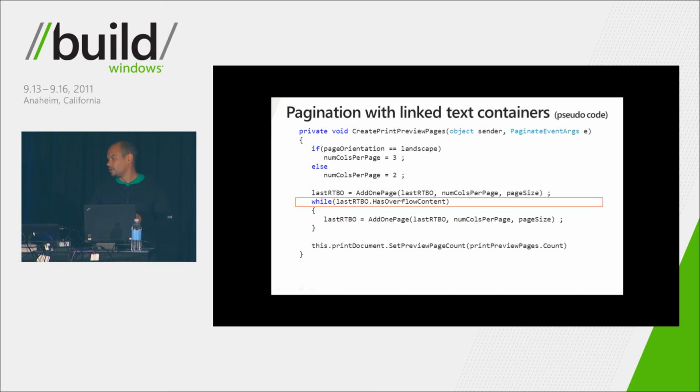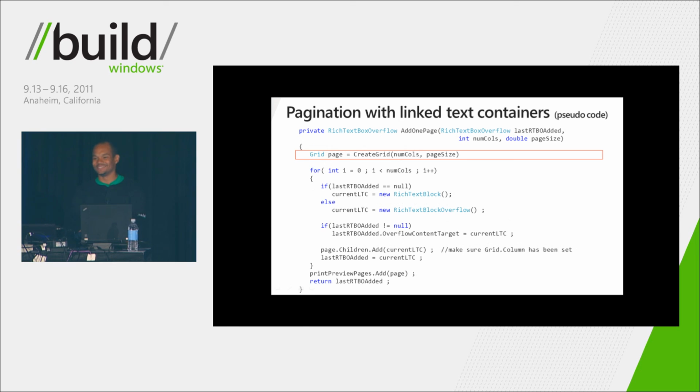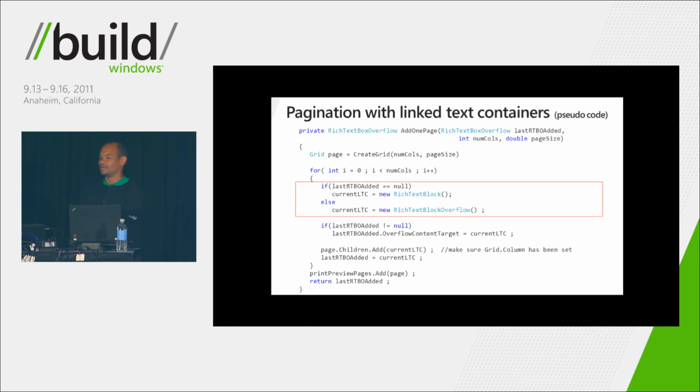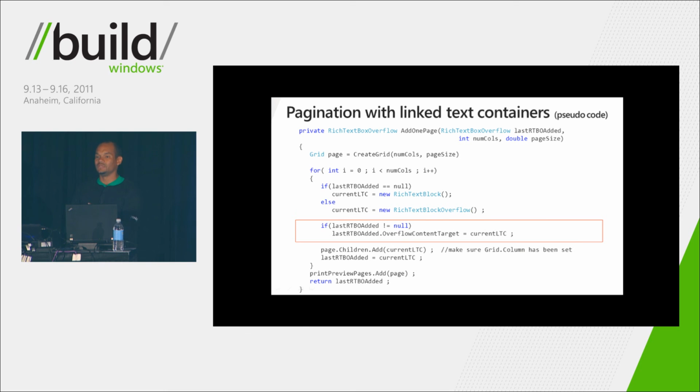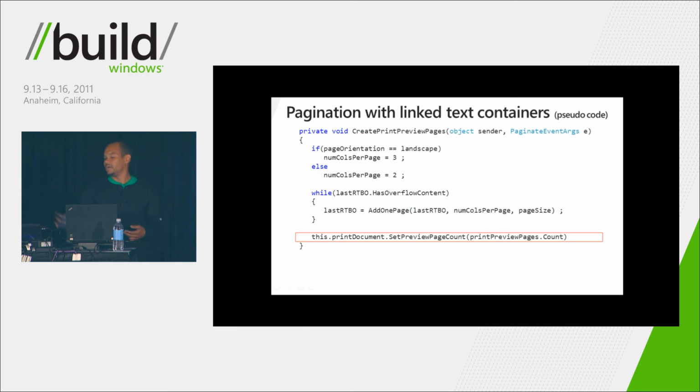Oh, and I just walked through that, and that's what these highlights do. We're creating the grid now. We see how many columns we're creating. Check to see if this is the first thing. If it is the first thing, add a rich text block. If it's not, add a rich text block overflow. We check to see if we need to do linking. If we do link the thing up, add the rich text block overflow to the page. And remember that this is the last one you added, so that when you follow out the loop, you can return the last rich text block overflow that you added to the function before to keep powering that while loop.